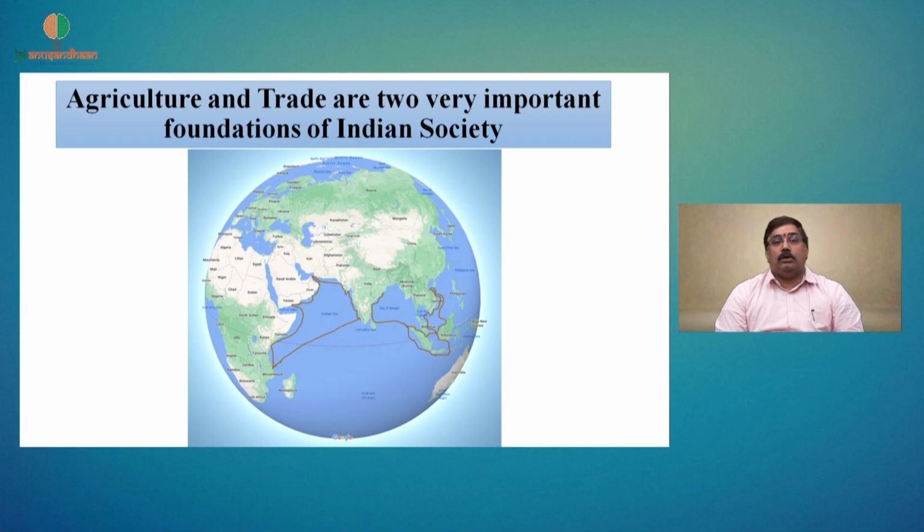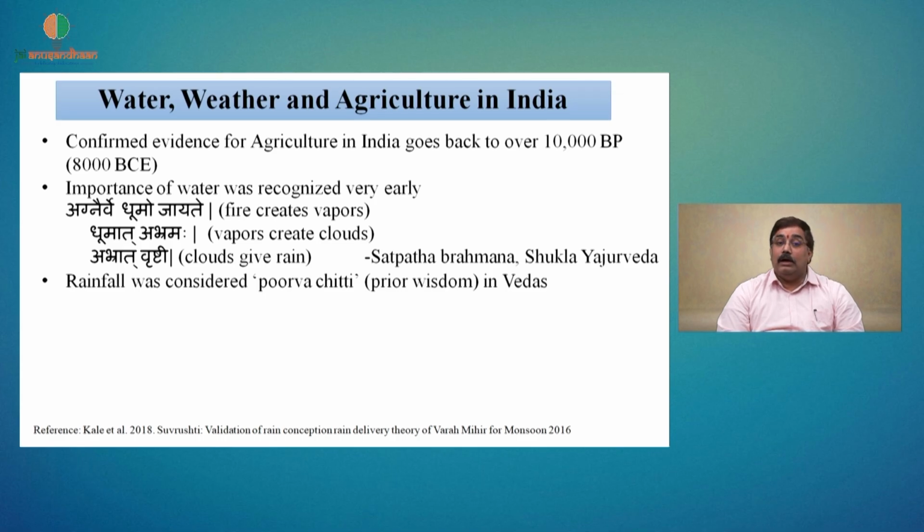Because we had a lot of agricultural surplus, we traded extensively. We traded across the oceans. We went even as far as Zanzibar in Africa, directly from our coasts in Kerala and Gujarat, on the west coast. We went as far as China from our east coast. And we were tremendous seafarers. And what do all of these things require? We require good knowledge of water cycles, weather cycles, and agriculture.